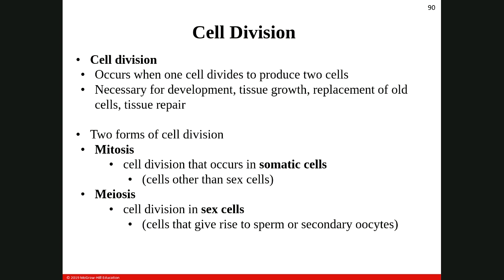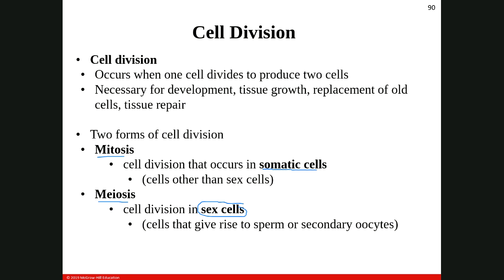Basically, on this slide, the only things I want you to know are that there are two types of cell division, mitosis and meiosis. And here's an easy way to remember it. Meiosis involves sex cells. Mitosis involves everything else. Simple. What are the sex cells? Oocytes, the eggs, and sperm. That's it. And then mitosis is all the other cells, and we refer to those other cells as somatic cells.